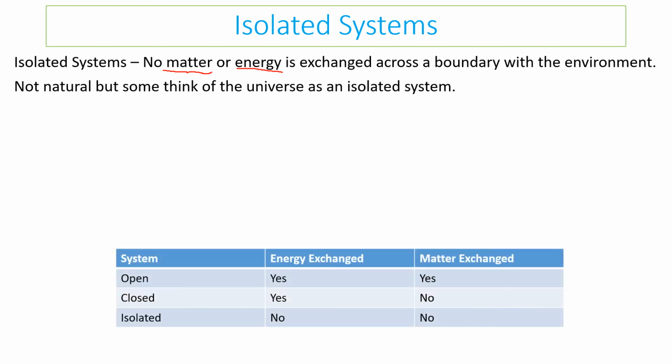So what would you be expected to know? Well, you should be expected to know these effects. Basically, an open system does allow energy and matter to be exchanged. A closed system does allow energy, but no matter, to be exchanged. And an isolated system does not allow either to leave.